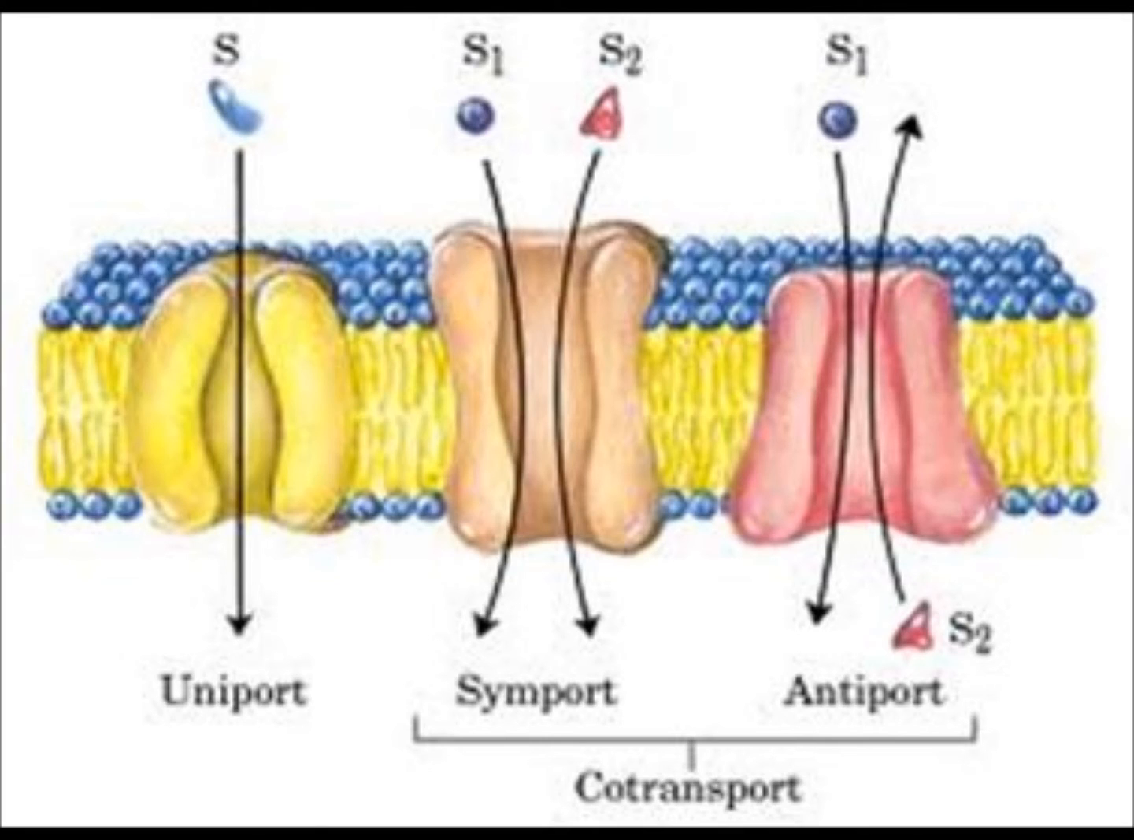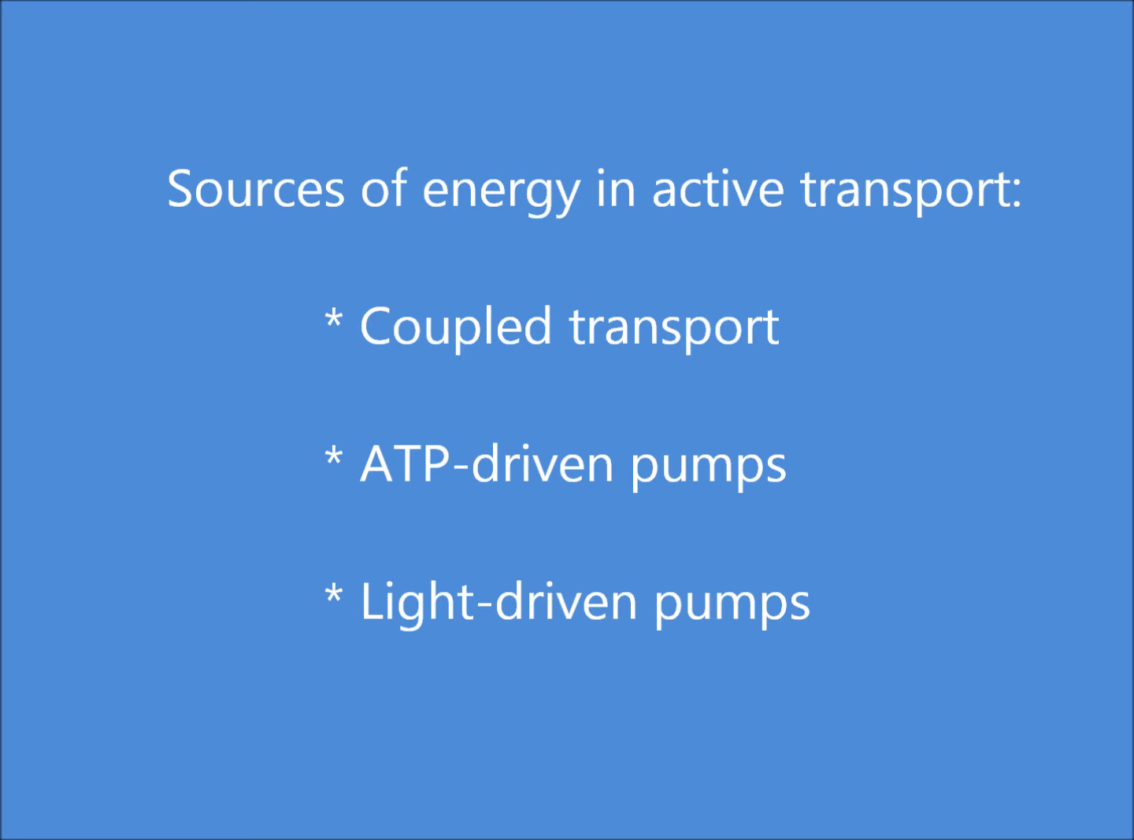With the co-transporters, one of the solutes is moving down its electrochemical gradient, which provides the energy necessary to move the second solute against its own electrochemical gradient. This brings us directly to the different sources of energy which are used in active transport.